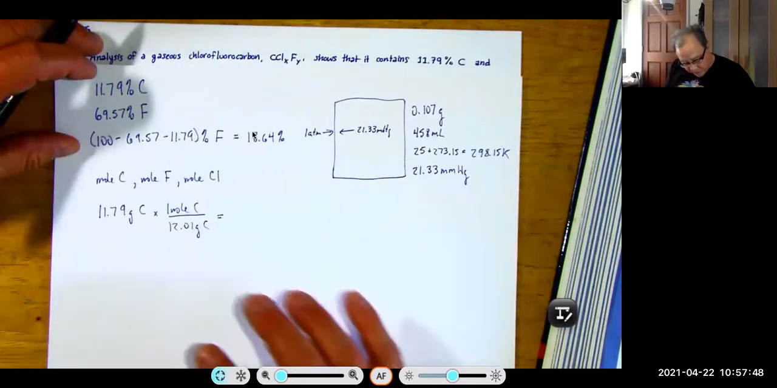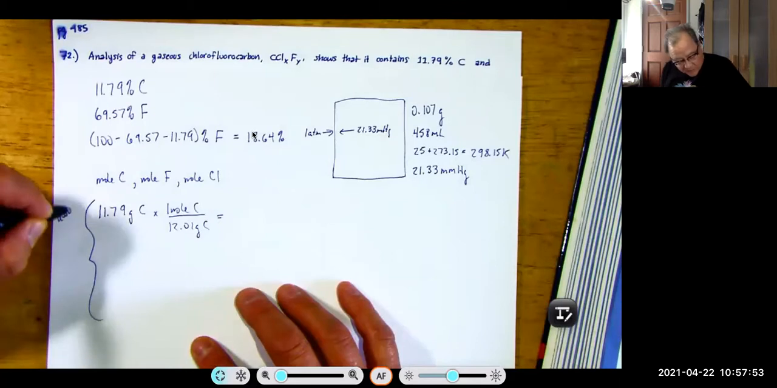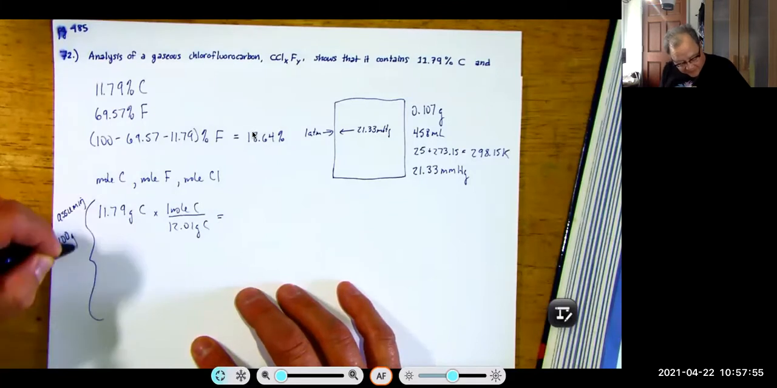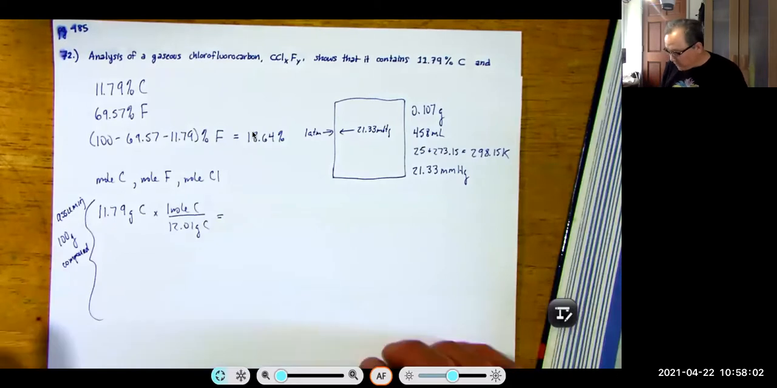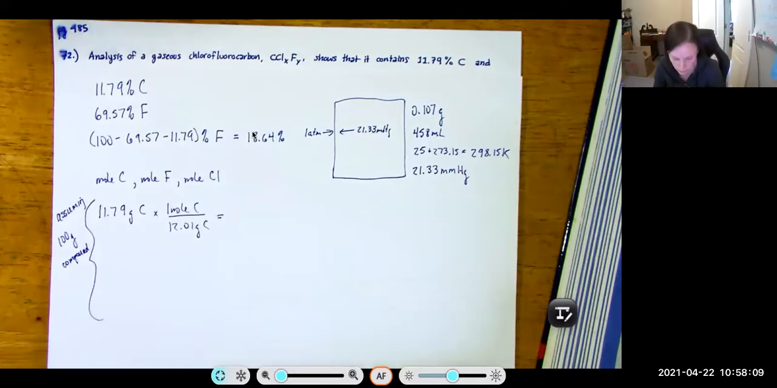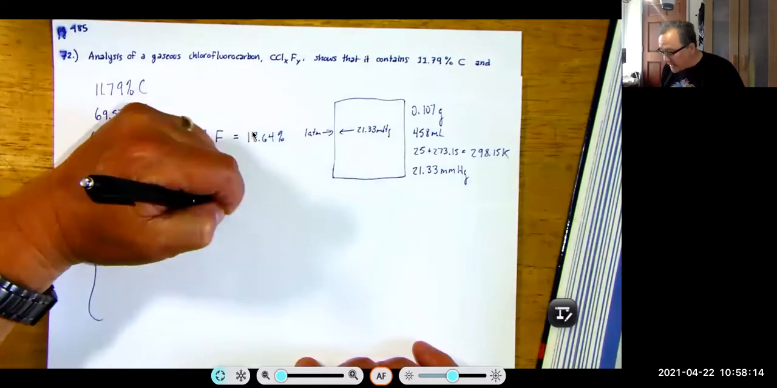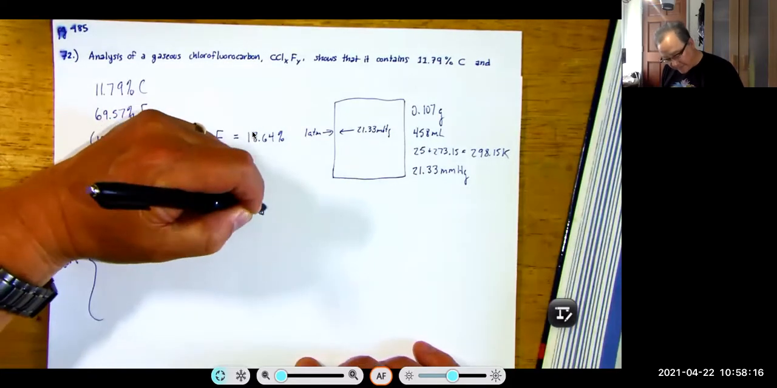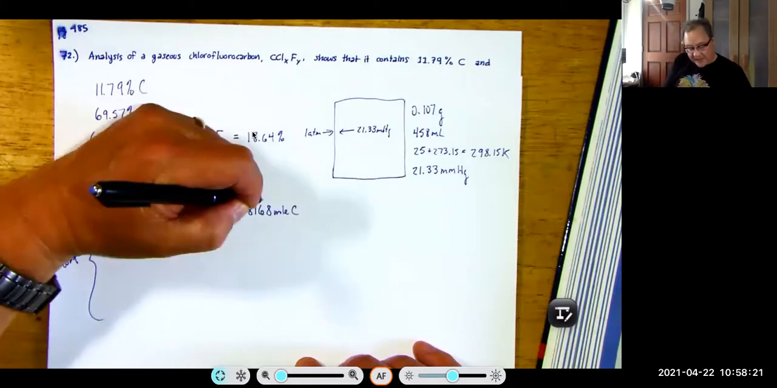So here we're assuming 100 grams of the compound. Now let's estimate this. What's 11.79 divided by 12.01? It's almost 1. And my calculator has 0.98168, and that's good to this 6 right here.